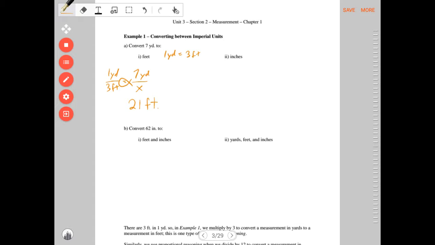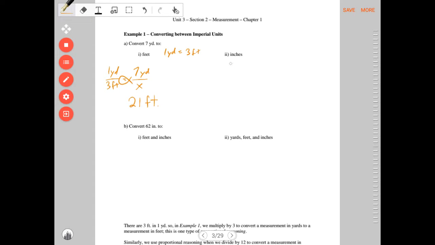Awesome. Let's do that for inches. So 7 yards. 1 yard is the same as 36 inches. So then 7 yards would be how many inches? Again, we cross multiply and divide. So 7 times 36 divided by 1 equals 252 inches. Ta-da!